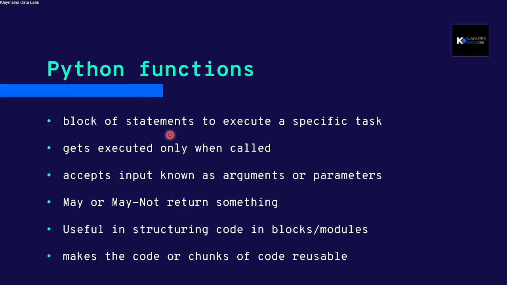So to summarize the theory part of it, Python functions are blocks of statements to execute a specific task, and these get executed only when called. So if you have a function written in a code, it will not run until and unless called. They are just sitting there in the code block, but they will never run until and unless called. The function accepts input in the form of arguments or parameters. A function may or may not return something, as we already discussed. It's useful in structuring the code in blocks and modules, and it makes chunks of code reusable.